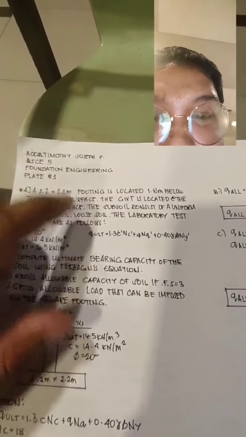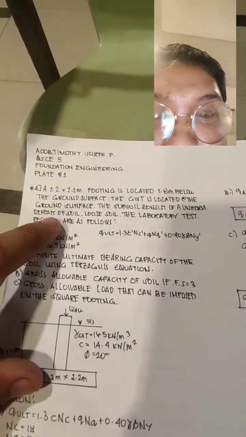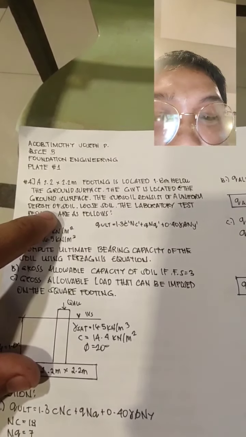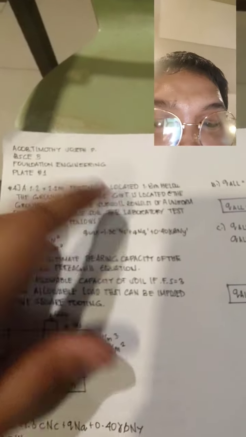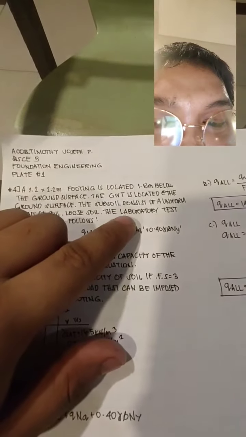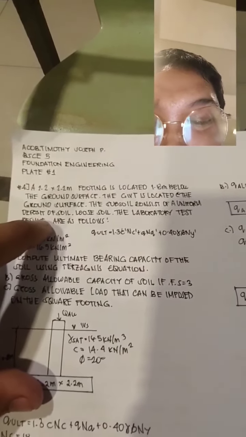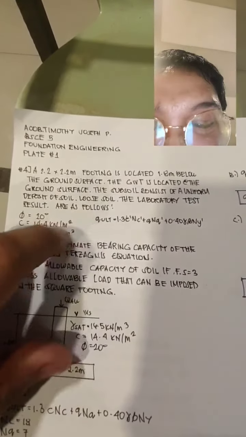D, we have here for plate number 1, last number 4. 2.2 by 2.2 meter footing is located 1.8 meter below the ground surface. The GWT or groundwater table is located at the ground surface. The subsoil consists of a uniform deposit of soil. So we have here loose soil. The laboratory test results are as follows.